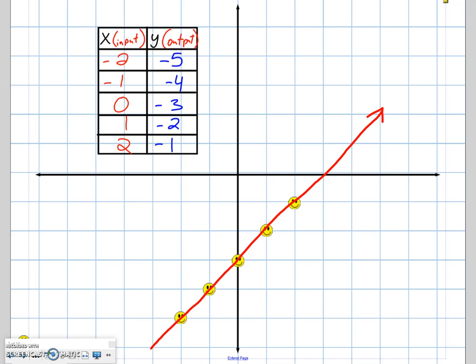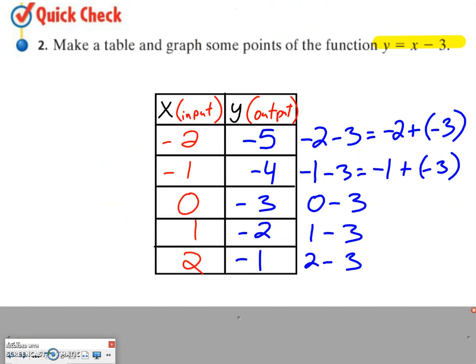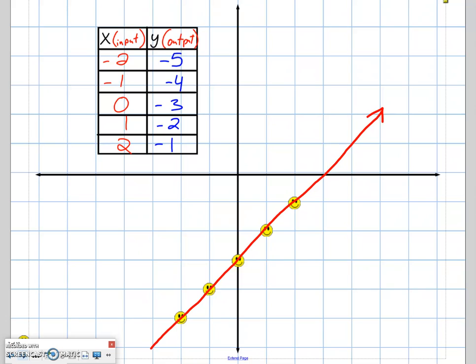Doing this type of thing is what your practice assignment is going to look like tonight. You take your function, which in this case is y equals x minus 3. You create the function table, the input-output table, the values of the x's and y's, fill it in, and then you graph your points. That is your job.